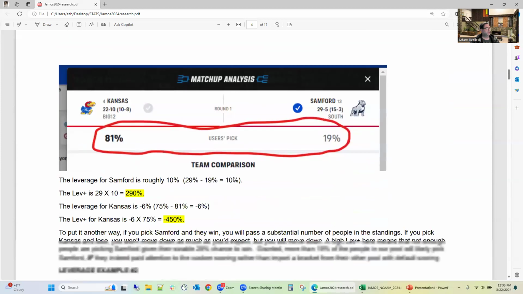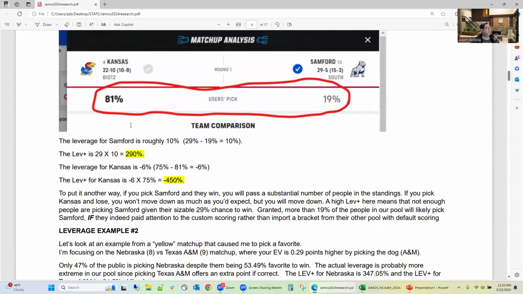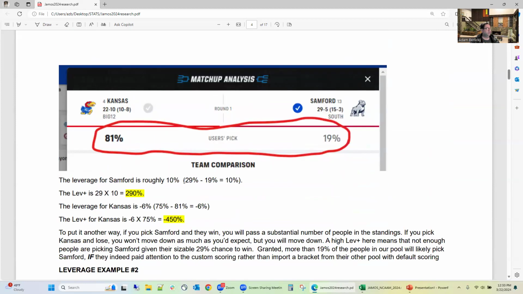Okay, so now we're going to look at a little bit of leverage, the user's pick here. The leverage for Samford is roughly 29% chance to win minus 19% of the people who are picking them, which is 10%. And there's a 29% chance that win is going to occur. So 29% times 10 is 290% leverage plus. If you pick that and get it right, you're going to jump more people in the rankings than what seems reasonable. It's because not enough of the public is picking Samford to win, given their substantial 29% chance to win.